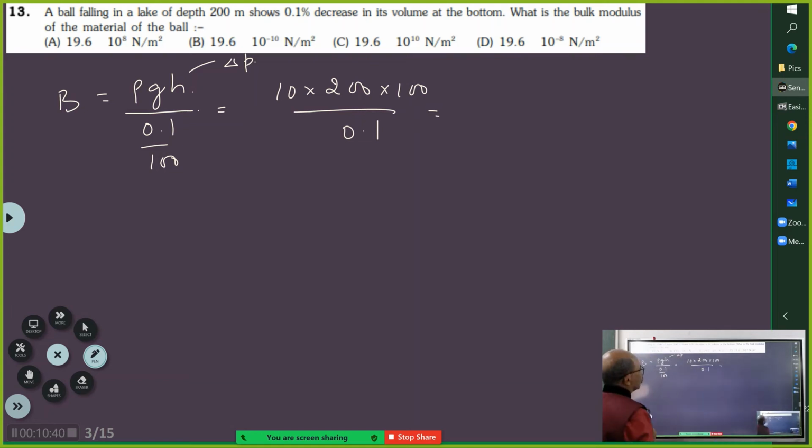Density we should take in kg per meter cube. And the G value is 9.8, look at the options. You will not get it in 2s and all. So therefore you should take it as 9.8.